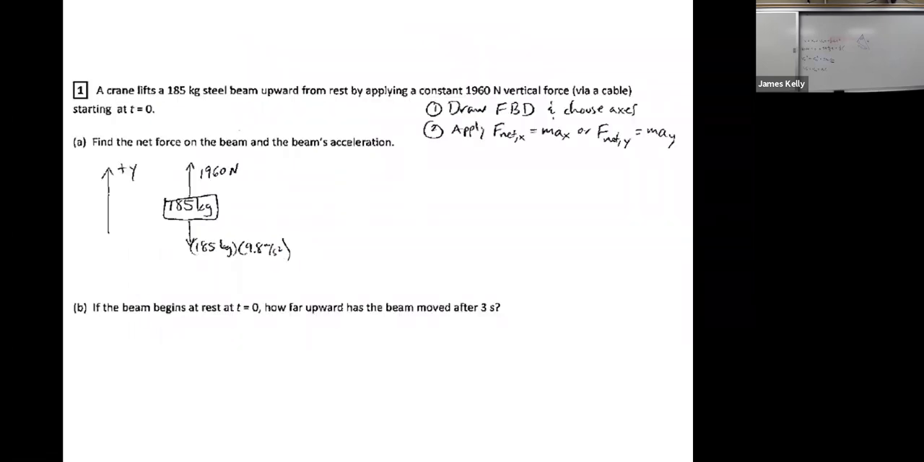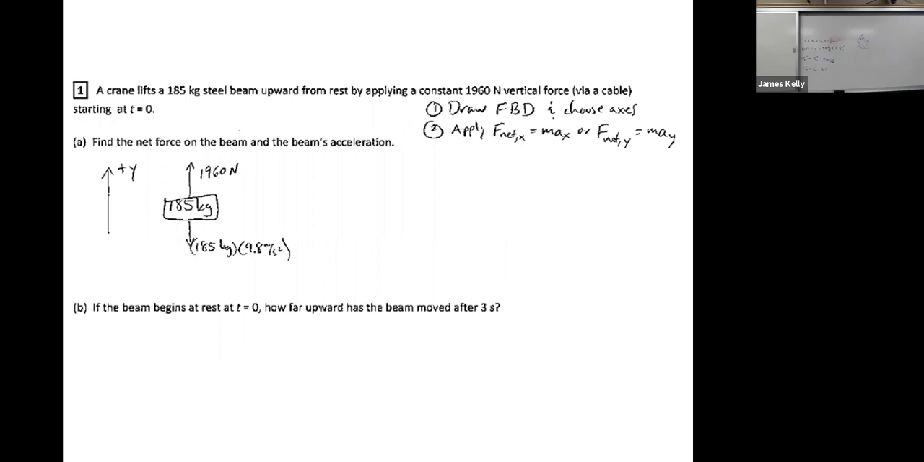Okay, first example that you saw in the video involved a crane with a cable lifting up some beam. The beam had a mass of 185 kilograms, and someone measured the force that the cable was exerting upward on the beam. You could attach something in the middle of the cable, just like those fishing scales, where you hold the fish and it tells you the weight of the fish. That's how much force you're having to use to hold it up. So in this case, somehow we know it's 1,960 newtons cable force pulling up on a beam. And the question is, find the net force magnitude on the beam and the resulting acceleration.